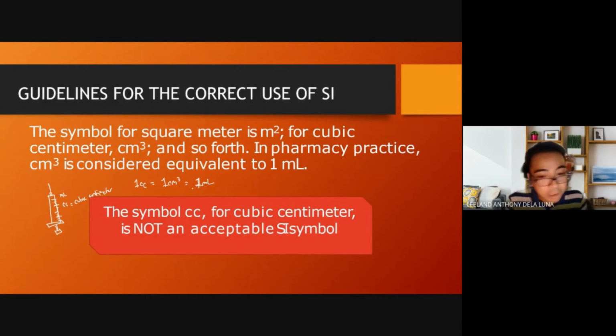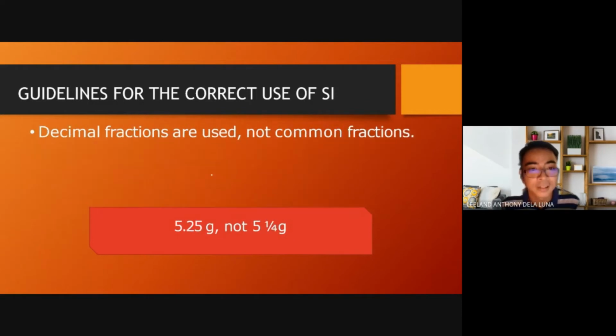Most often than not, class, in pharmacy, we use the term ml. Rarely do we use cc. Pero again, in other hospitals or in some devices class, gumagamit pa rin sila ng cc. So the symbol cc for cubic centimeter is not an acceptable SI symbol as much as possible. We still prefer class to use the term ml to express volume. So we try to unify, in a sense, or standardize our units. So for volume, that's definitely going to be ml or liters.